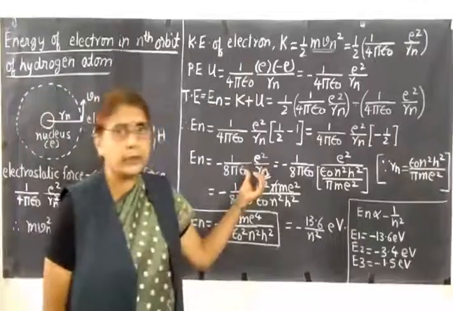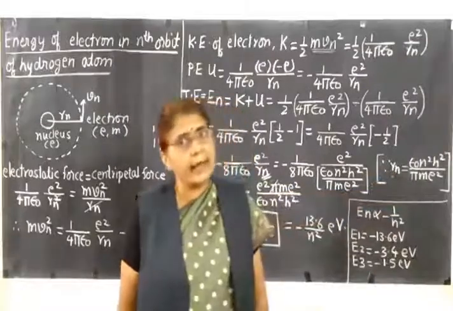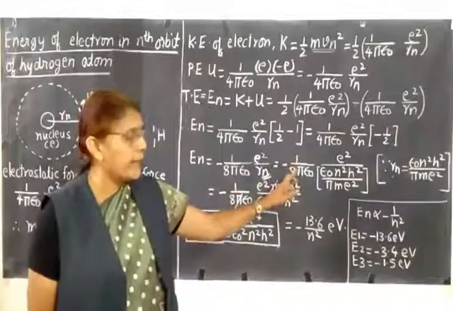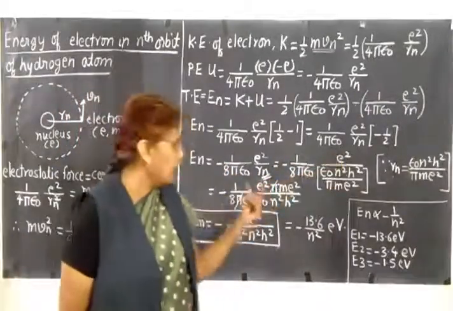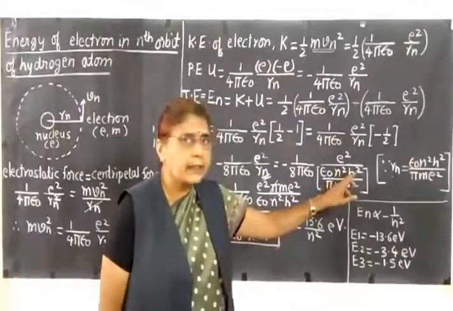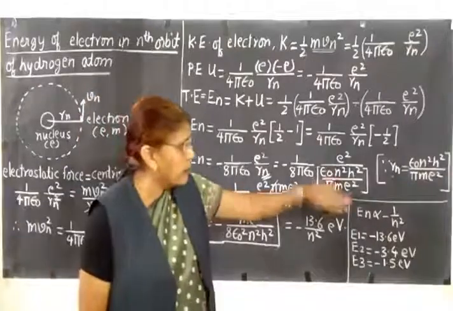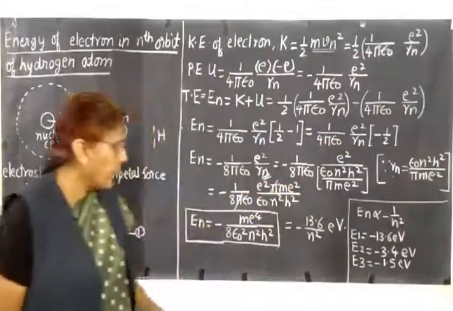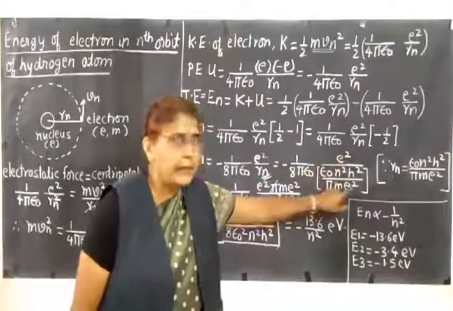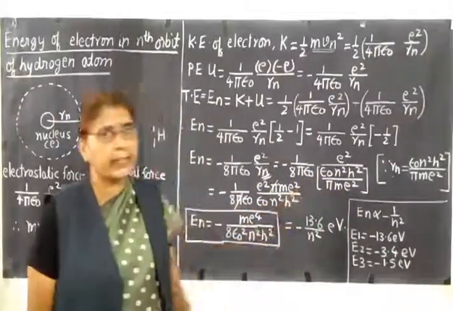Now we shall substitute the value of Rn which we have derived in the previous session. So put this value of Rn and simplify. So this will be minus 1 upon 8 pi epsilon 0 as it is, E square as it is. For Rn, I have written down the value as epsilon 0 n square h square divided by pi m e square. Let us simplify this. This pi m e square will come to the numerator. So you will have it as minus 1 upon 8 pi epsilon 0 as it is, so e square into pi m e square divided by epsilon 0 n square h square.